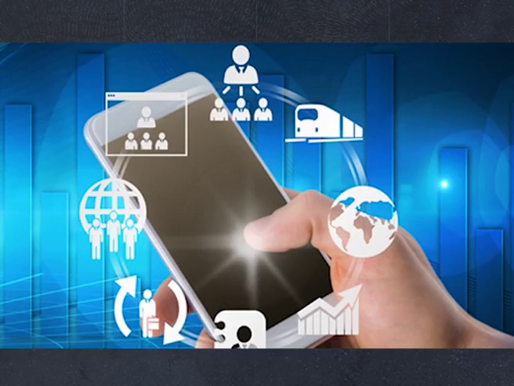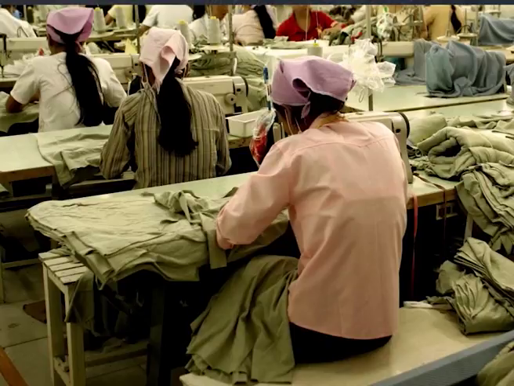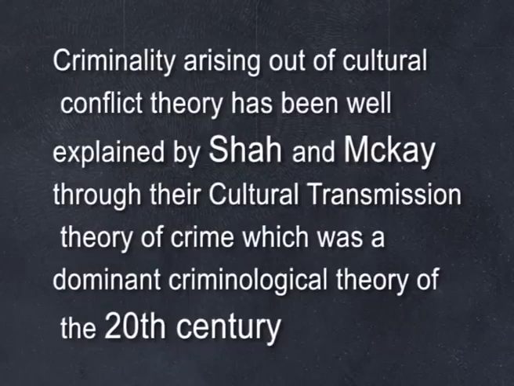Next is culture conflict. In a dynamic society, social change is an inevitable phenomenon. The impact of modernization, urbanization and industrialization in modern dynamic society may sometimes result in social disorganization, and this may lead to cultural conflicts between different sections of society. The difference may be between old and new values, local and imported values, traditional values and government imposed values. Criminality arising out of cultural conflict has been well explained by Shaw and McKay through their cultural transmission theory of crime, which was a dominant criminological theory of the 20th century.